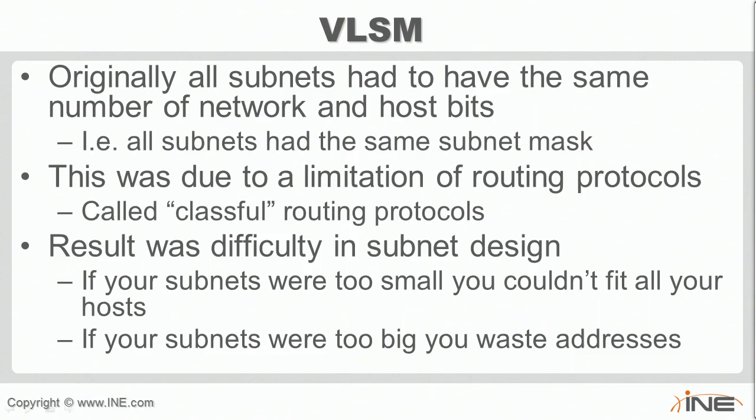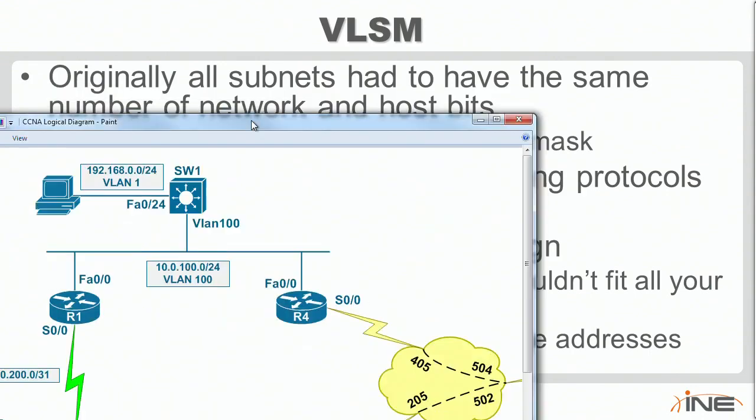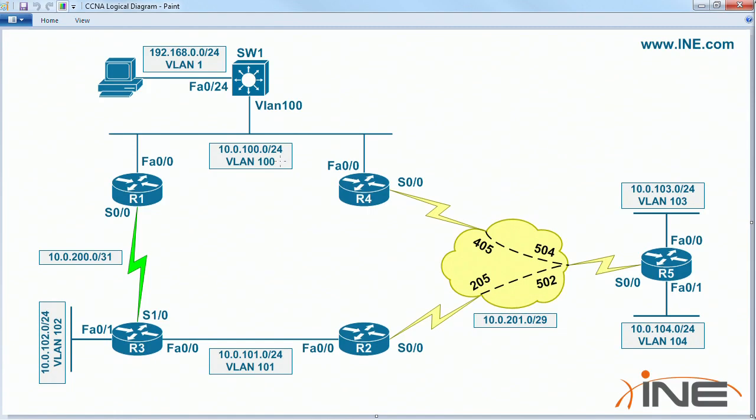And this especially came in cases where you had point-to-point WAN links, where a point-to-point link basically means that there's just two devices on the network. Like here between router 1 and router 3, I don't need to say that on this network I want 8 million possible hosts, because in reality there's only two devices running IP. There's router 1 and router 3.